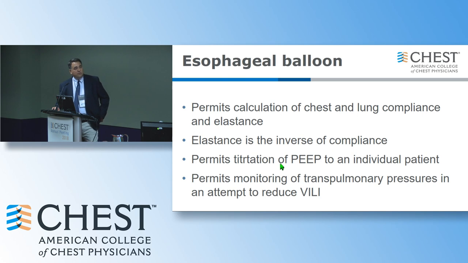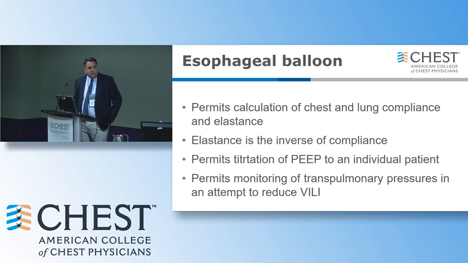So the esophageal balloon, when you measure the esophageal pressure, this is a correlate, or a good estimate of what's going on in the pleural space, the pleural pressure, and it permits the calculation of the chest and the lung compliance as well as the elastance. If you remember, the elastance is just simply the inverse of the compliance.